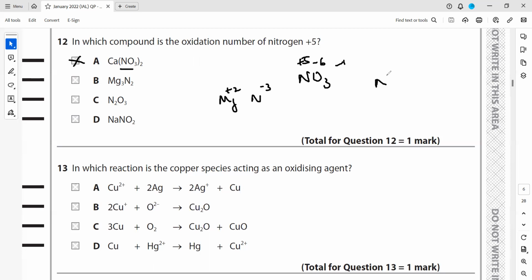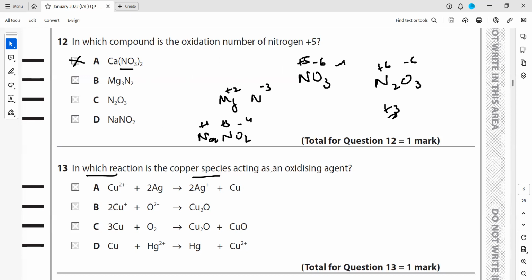In this compound N2O3, each oxygen is -2, so 3 will be -6. So the two nitrogens together should be +6, so 1 will be +3. And NaNO2, each oxygen is -2, so 2 will be -4. Sodium is +1, so nitrogen will be +3. So that's why A should be the right answer.